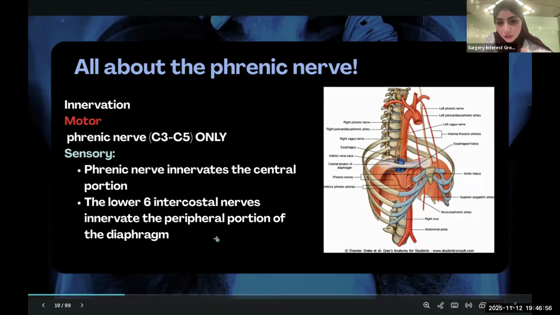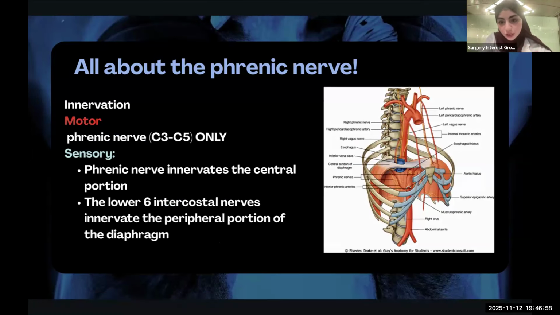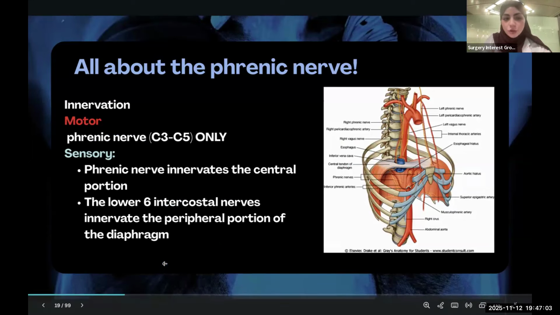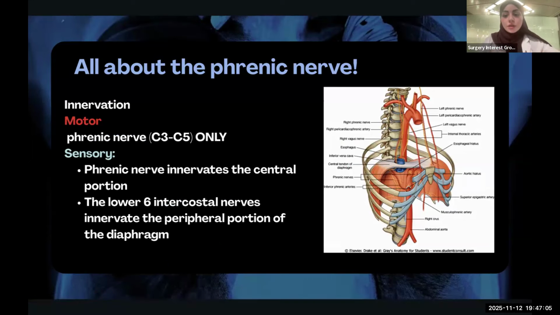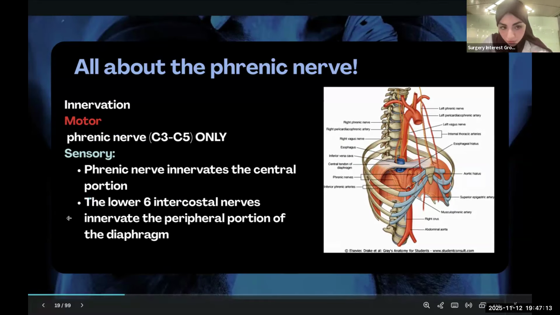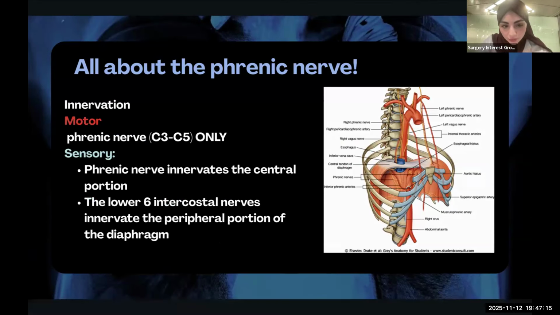Okay. Now for the actual innervation, we've set the location of the phrenic nerve, how it runs. Now, what about its function? For motor, the motor part of the phrenic nerve is to innervate the diaphragm. Okay? Makes sense so far? So C3, C4, C5 is going to be motor phrenic to the diaphragm. Okay? The diaphragm is completely innervated by the phrenic nerve.